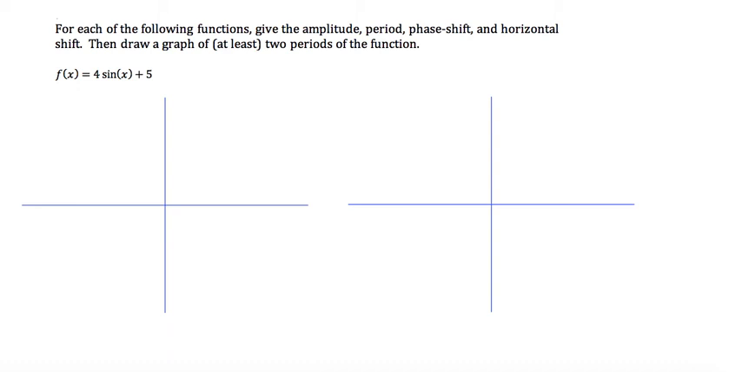So we want to make these graphs, give the amplitude, period, phase shift, and the horizontal shift as well. And then we want to graph 2 full periods of the function. What is highly recommended here is that you do this in small steps.